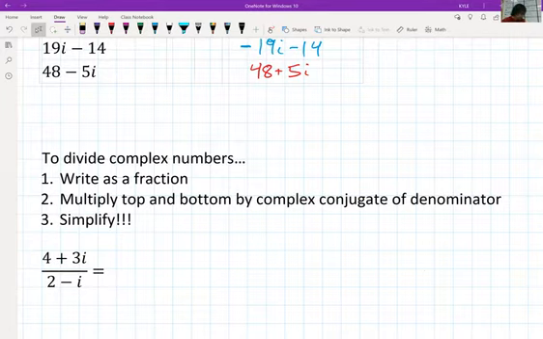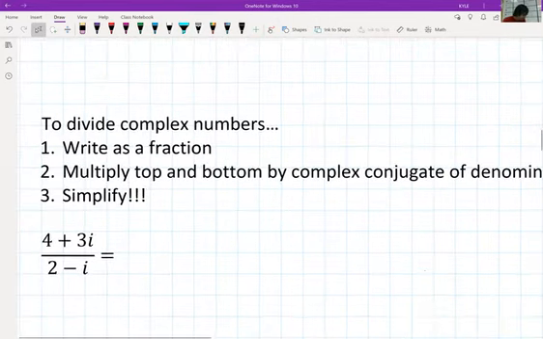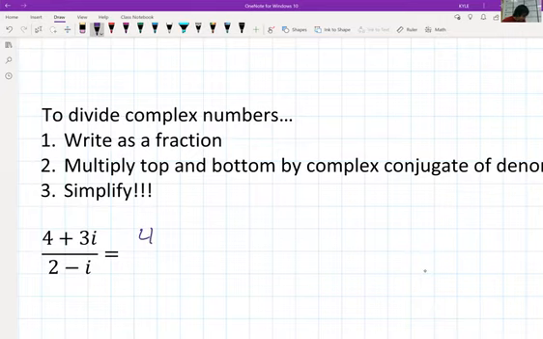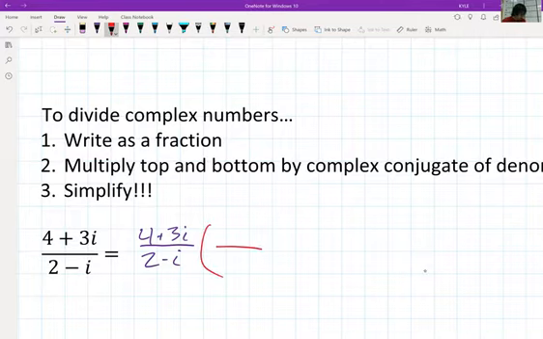So first problem here, we have 4 plus 3i over 2 minus i. We do have a complex number on bottom because it has that imaginary part. So here's what we're going to do. I'm going to zoom in a little bit. 4 plus 3i over 2 minus i. And in step 2, it says multiply top and bottom by the complex conjugate of the denominator. So what's my complex conjugate of the denominator? It would be 2 plus i, right? Flip the sign of that imaginary part. So 2 plus i, 2 plus i. We multiply top and bottom by the same thing to keep the fraction the same.